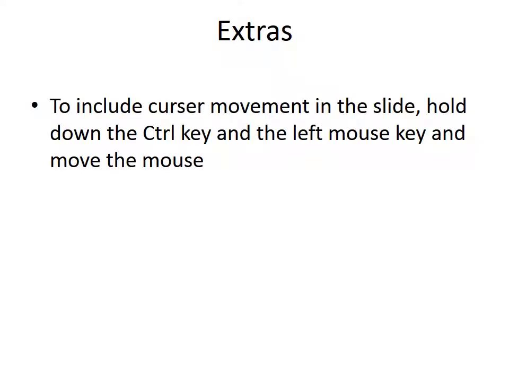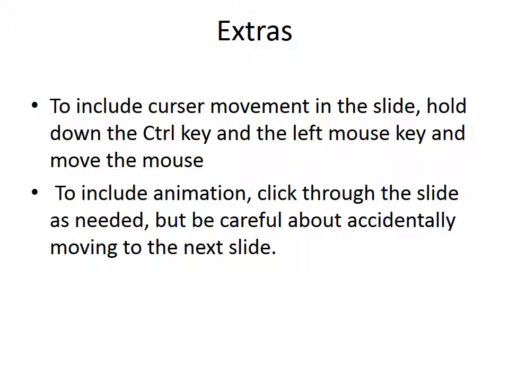A couple of little extras that you can take or leave. One is, as you've already seen, in order to see the cursor movement, you hold down the Control key and then the left mouse key, and as you move your mouse, you'll see the cursor movement is recorded. The other thing is, as shown in this slide, if you have animation, by simply clicking on your left mouse key, you will be able to activate the animation.